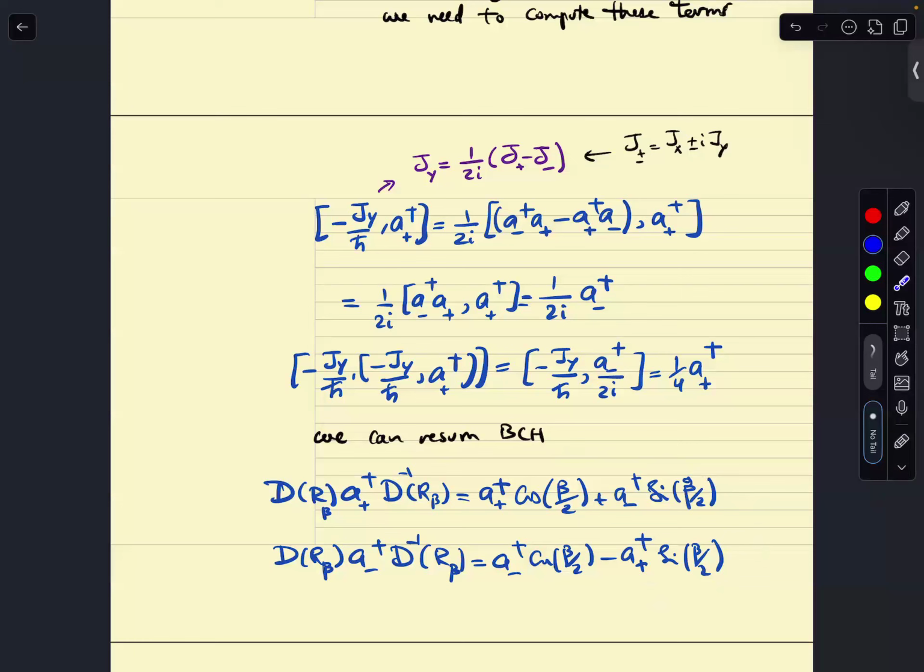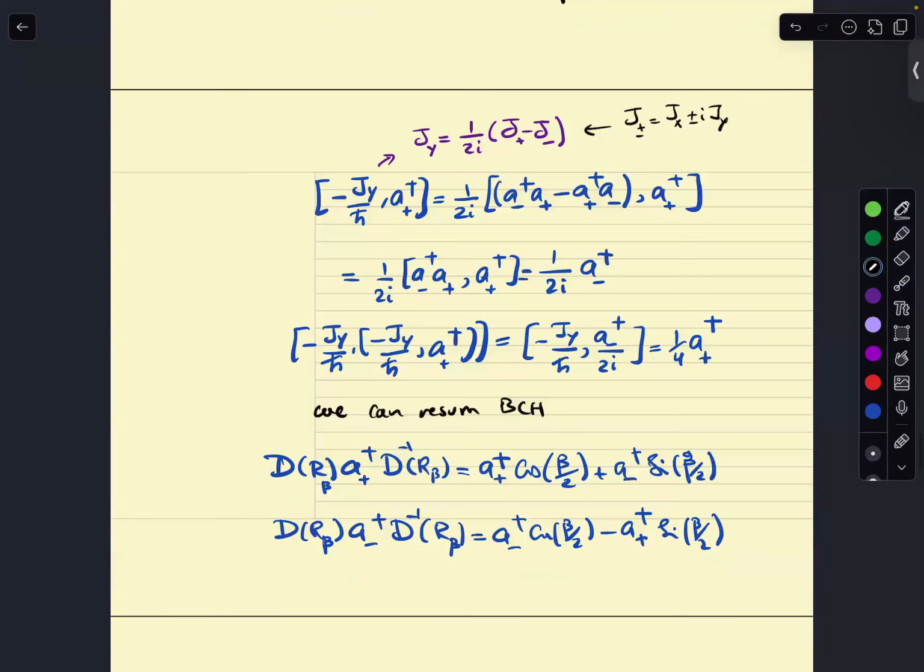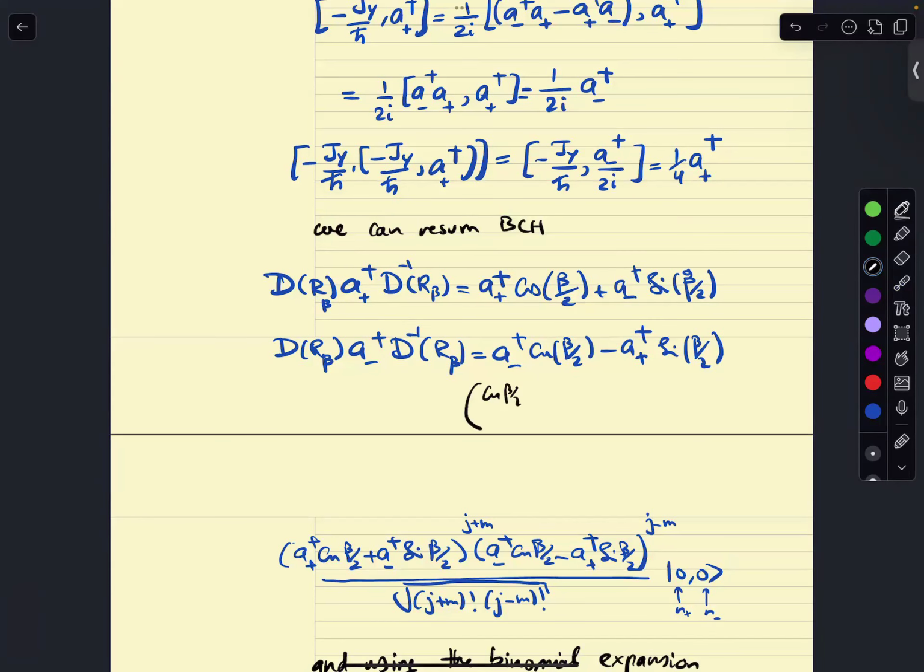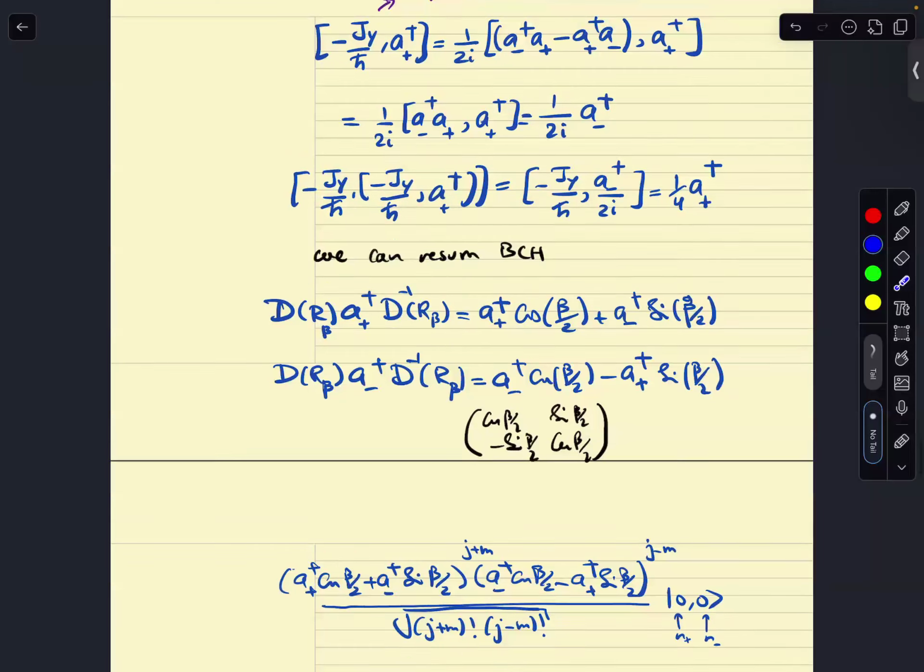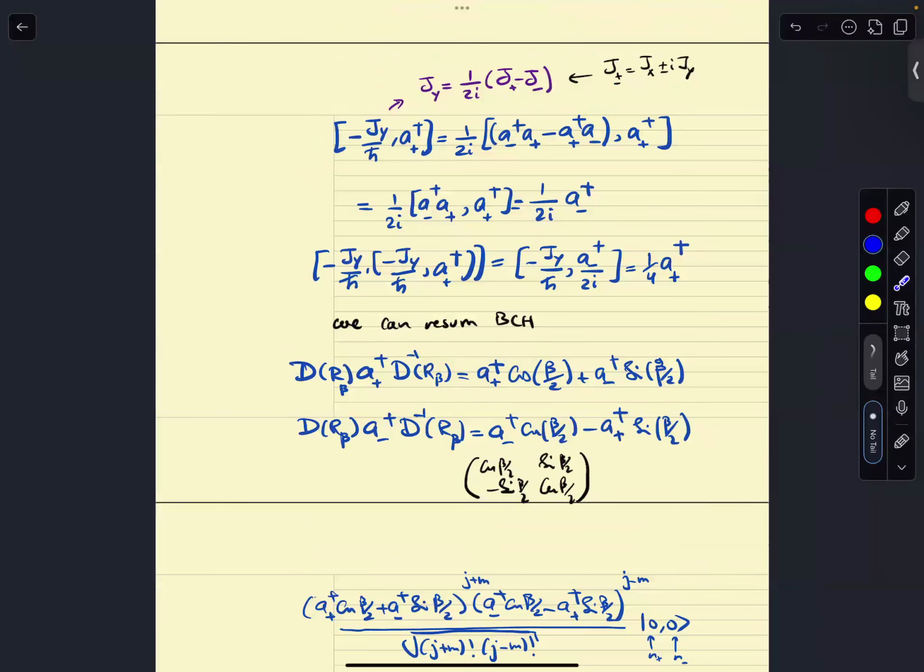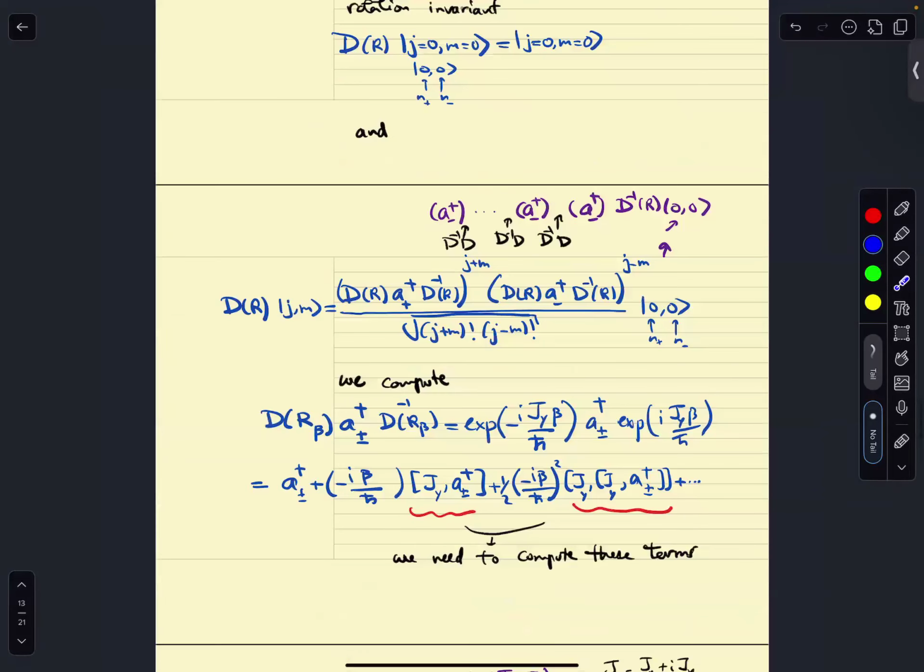This is what happens to a plus dagger under rotation on the y-axis by angle beta. That's not surprising that you find what this is. It's just a rotation matrix of this form. We had already seen this, right? The half has to do with the fact that this is spin half. Good. Now we have these relations. Look at this.